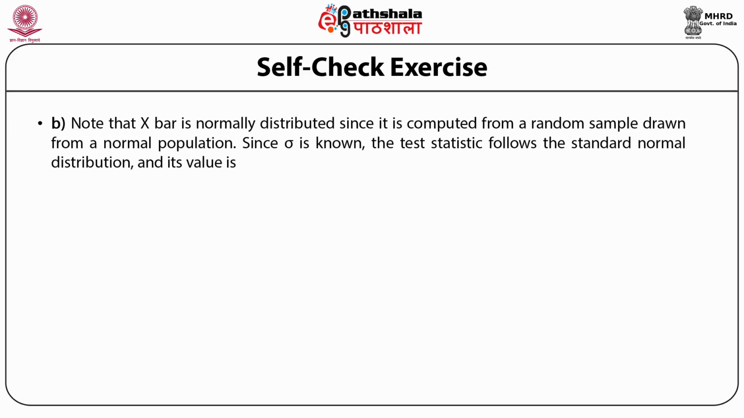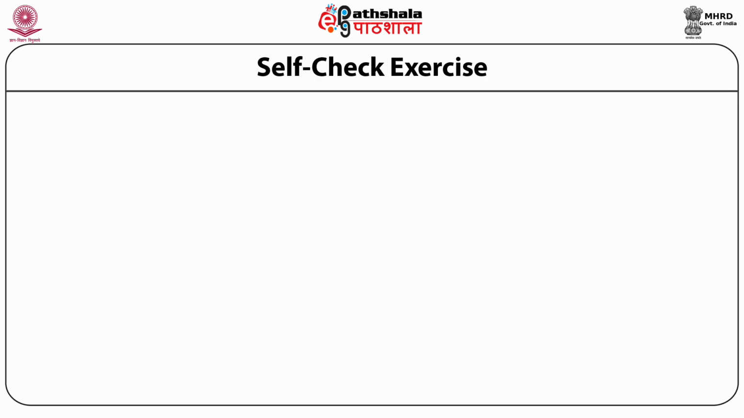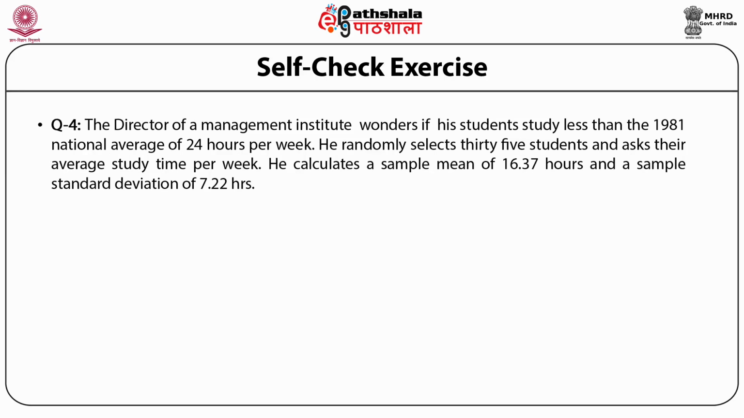For the second part, note that x bar is normally distributed since it is computed from a random sample drawn from a normal population. Since sigma is known, the test statistic follows the standard normal distribution and its value is calculated by the formula that we have just discussed. We know the values of x bar, mu naught, sigma and n. By putting those values in the test statistic, we find a value of z which comes out to be 1.39.